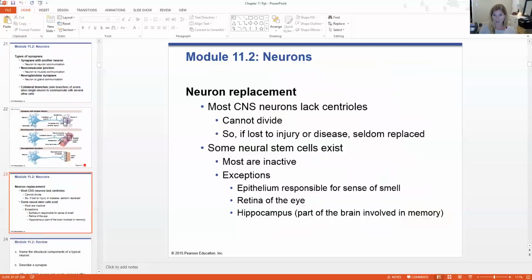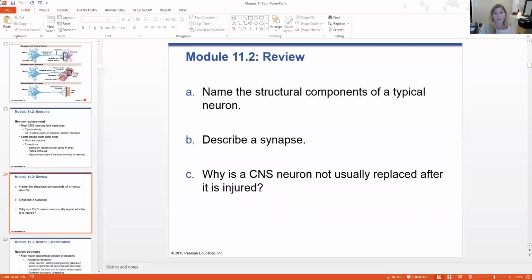Our sense of smell, the epithelium for our sense of smell, does have stem cells, and they can be replaced because our sense of smell is such a hugely important sense in our survival. Our retinal cells can be replaced, although it's, again, a very slow and inefficient process. And parts of our brain involved in memory can also undergo mitosis and renew themselves, the hippocampus involved in memory. You can pause the video here, go back and review.